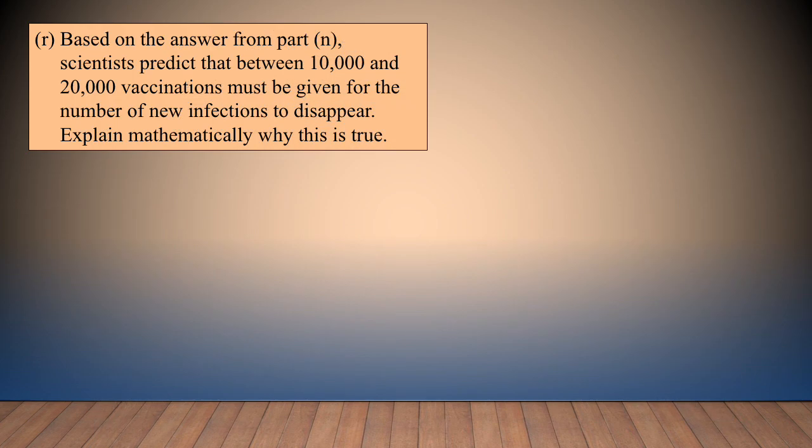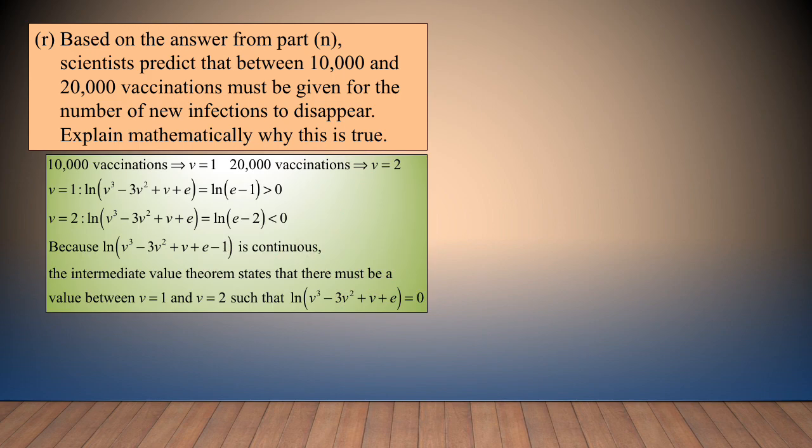Part R reads, based on the answer from Part N, scientists predict that between 10,000 and 20,000 vaccinations must be given for the number of new infections to disappear. Explain mathematically why this is true. For our model, 10,000 vaccinations corresponds to v equals 1, and 20,000 vaccinations corresponds to v equals 2.